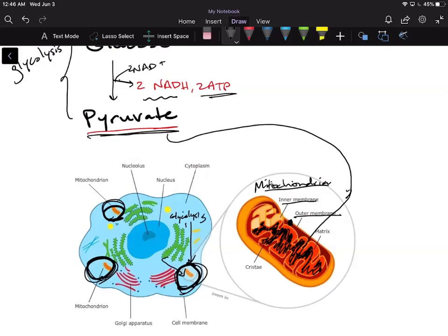Okay, so glycolysis happens in the cytosol. Everything else, PDH and the TCA cycle, happens inside of the matrix of the mitochondria. Okay, so it has to pass through those two membranes of the mitochondria. It comes into the matrix.